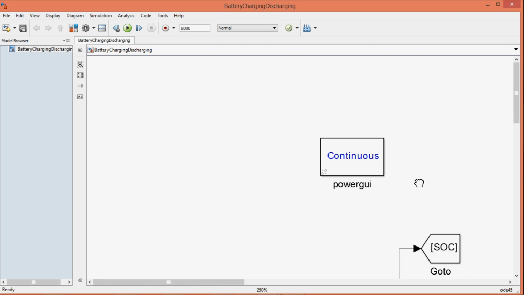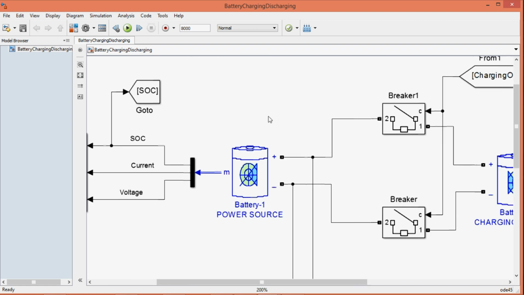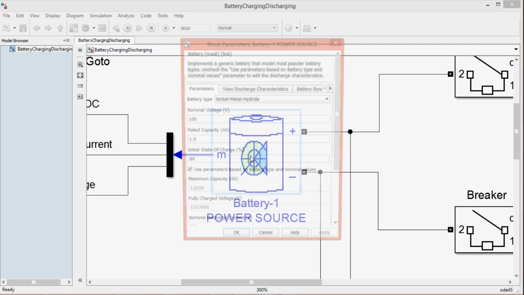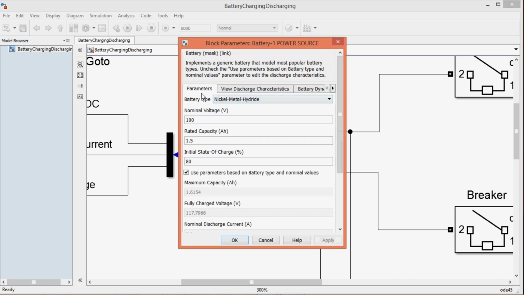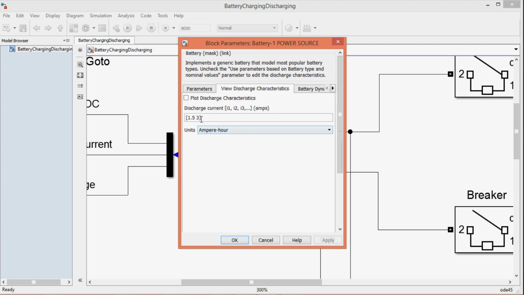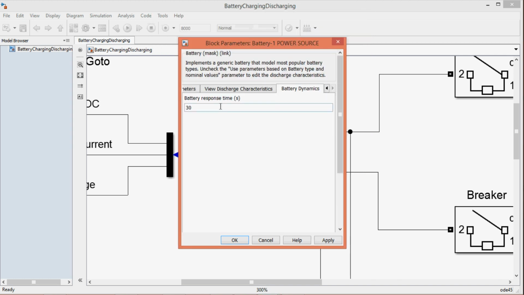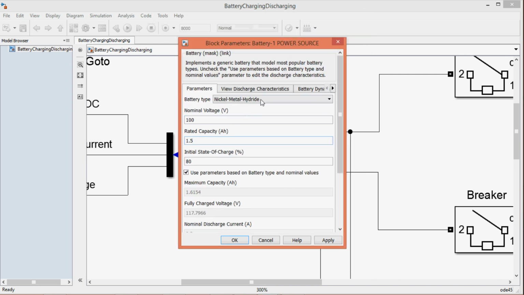Second block is the battery. The battery is used to provide almost the constant voltage to the load. Okay, let's double click the battery block. Here we have three sections. First section is related to the parameters. Second section is related to the discharge characteristics, and third one is for battery dynamics. Now there are several types of the batteries available. You can choose any one according to your need. Here you can specify the nominal voltage, the SOC and the rated capacity at the starting of the simulation.